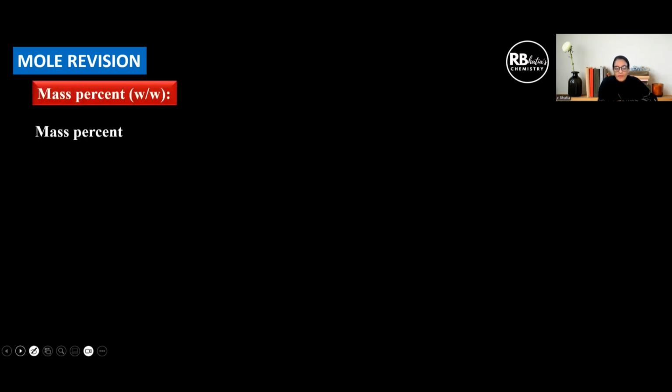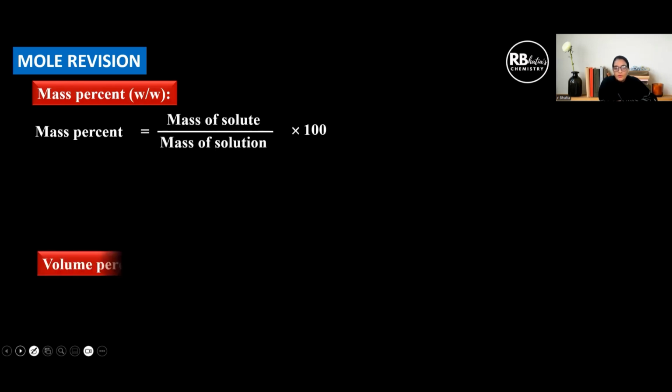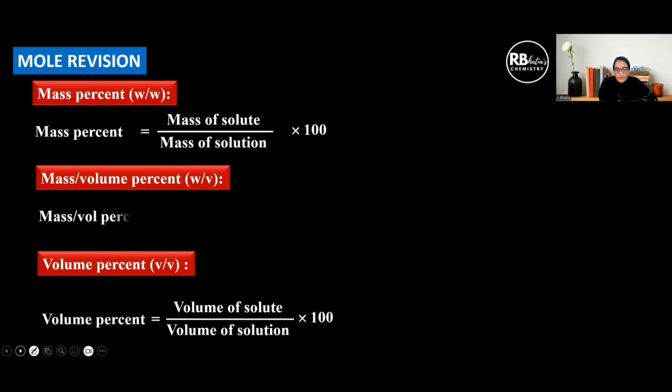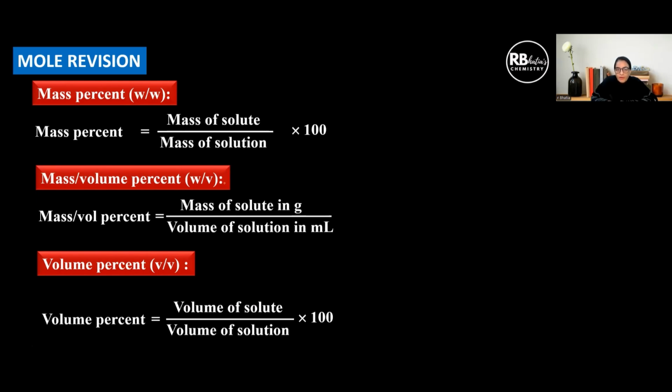When it comes to mass percent, just remember percent means per 100. So mass of solute upon mass of solution into 100 is mass percent. Similarly, volume percent is going to be volume of solute upon volume of solution into 100. But if we want to describe, say, a solution of a solid in liquid, we would need something like mass per volume percent, weight by volume percent, which will be described as mass of solute in gram upon volume of solution in ml.